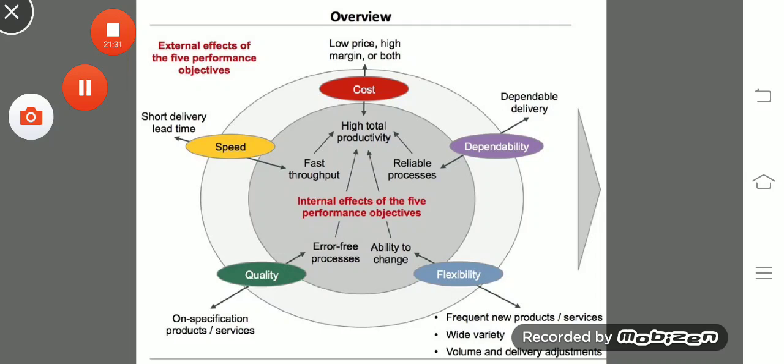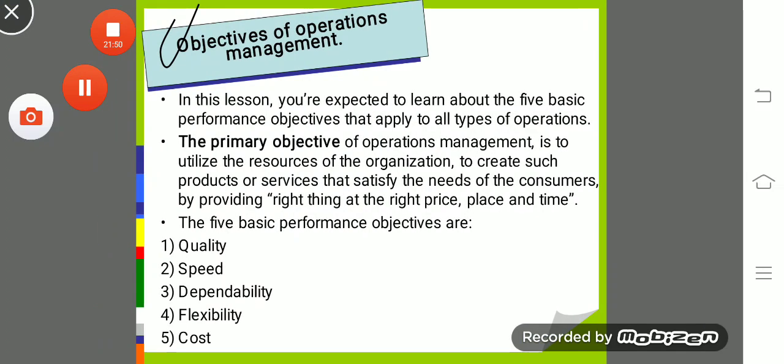Okay, so this is the overall view of the 5 points: cost, dependability, flexibility, quality, and speed. Speed ultimately means decreasing the time of production, or short delivery lead time. So this is the overview of the 5 objectives of operation management. Okay students, if anyone has any doubt in these 5 points, they can send me a message. I will explain this point in the next lecture.